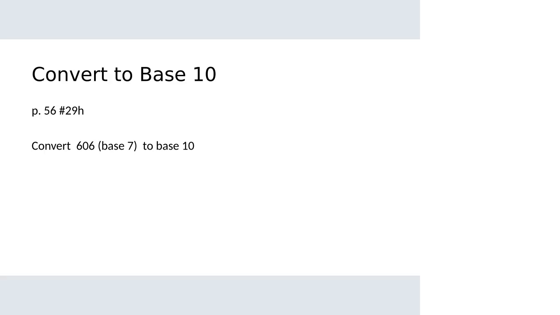Converting to base 10, we'll also do converting from base 10. But if I want to go from a different base to base 10, if I have 606 base 7 and I want to turn that into base 10, the key here is recognizing that in base 7, our place value positions are 7 to the 0, that's 1s. 7 to the first, that's 7s. 7 to the second, that's 49s. And that's as far as we need to go because we can see that this number ends at the 3rd place value position.